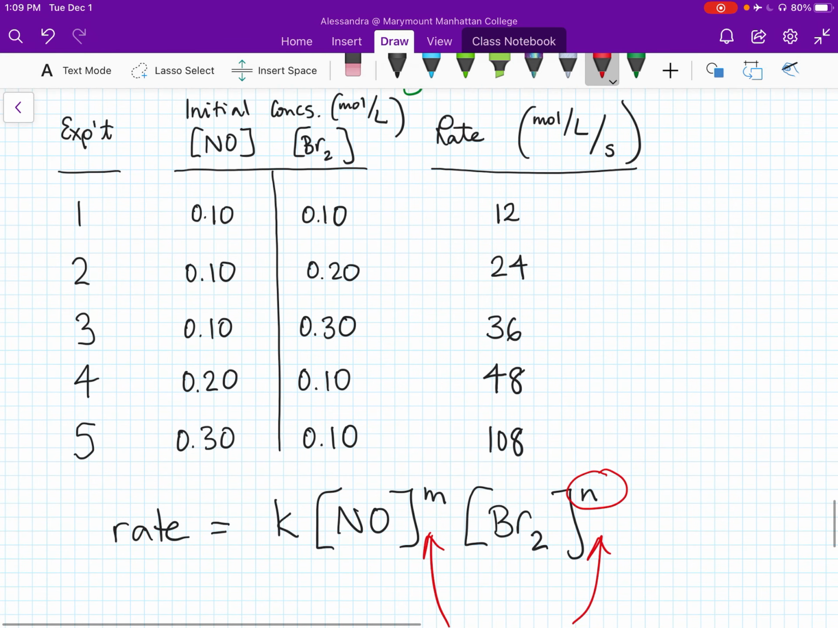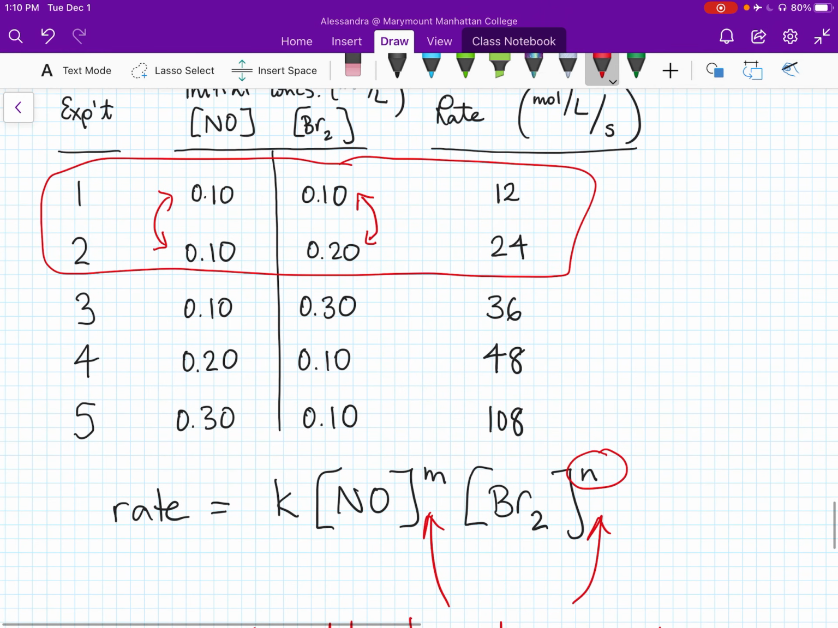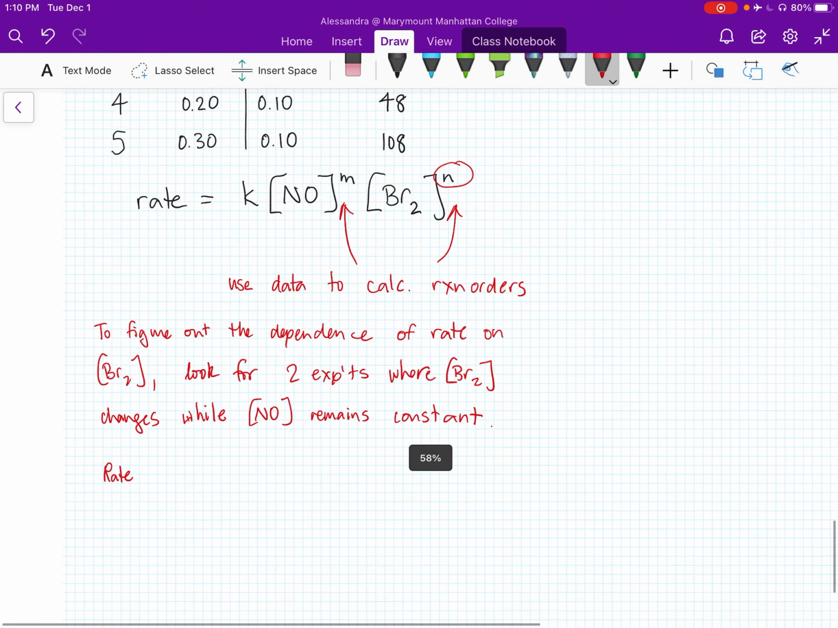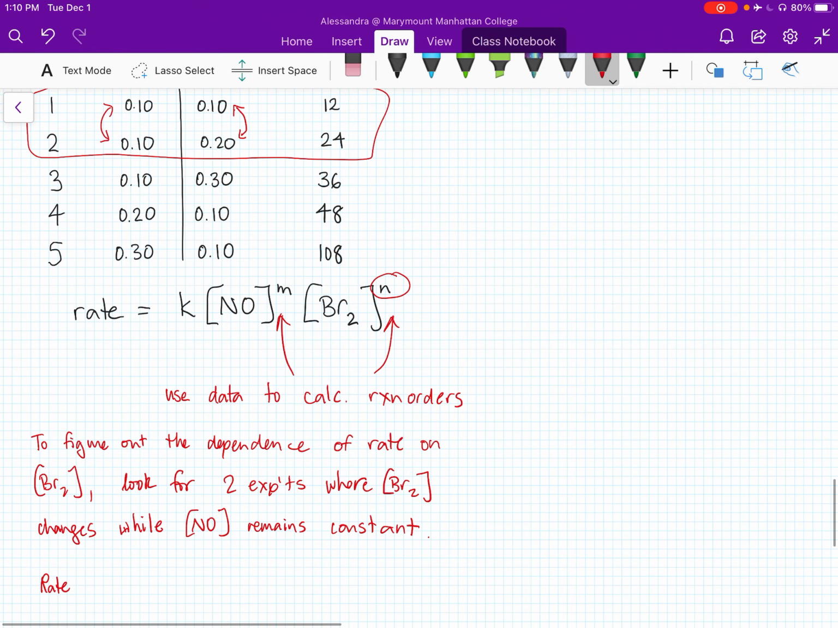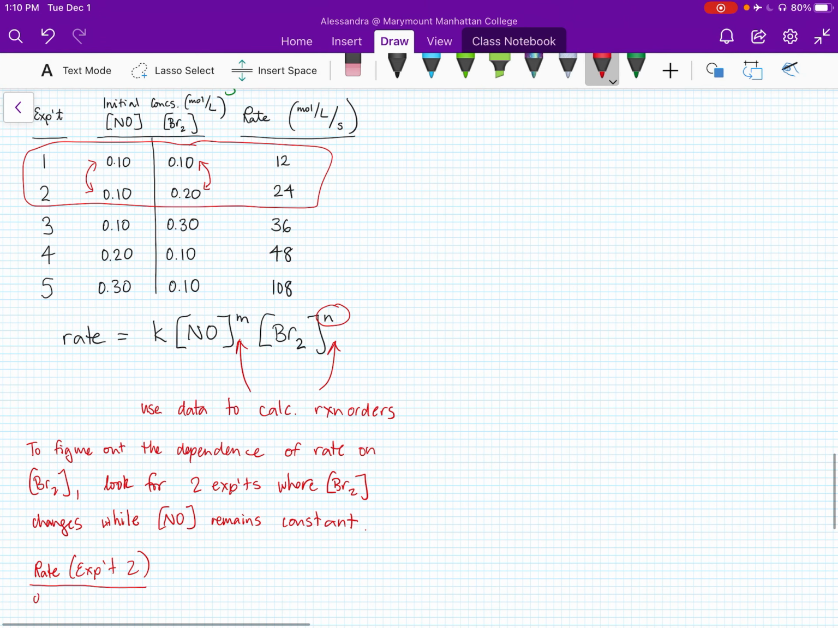So looking here, I can see that in experiments 1 and 2, I have a situation where the bromine concentration changes while the NO remains the same. That's key because what you want to do is set up a ratio where you take the rate that is determined for one of those. Let me zoom this out so you can see what I'm talking about here. The rate for experiment 2, and you want to put that over the rate for experiment 1.